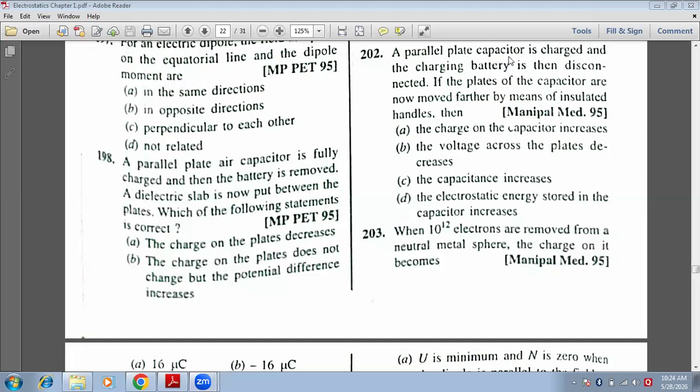A parallel plate capacitor is charged and the charging battery is then disconnected. If the plates of the capacitor are now moved farther by means of insulated handles, then option A, the charge on the capacitor increases. Option B, the voltage across the plates decreases. Option C, the capacitance increases. Option D, the electrostatic energy stored in the capacitor increases. Correct answer, option D. The electrostatic energy stored in the capacitor increases.